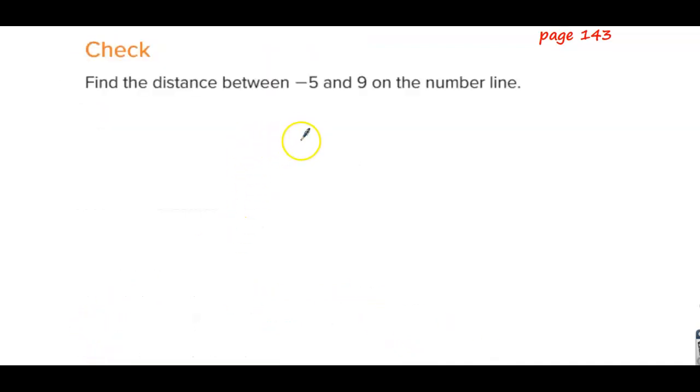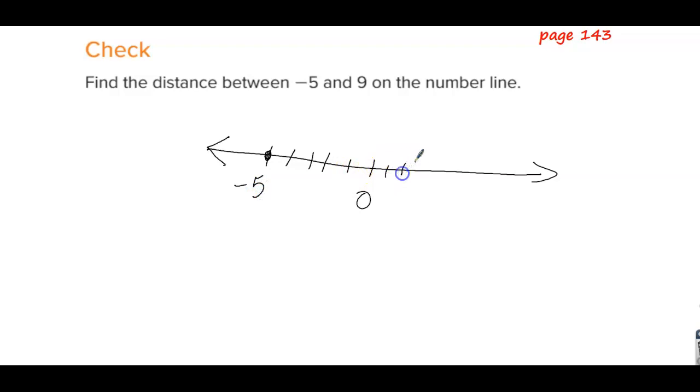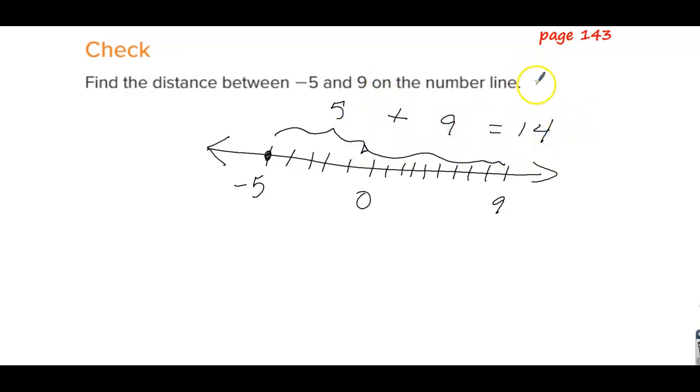All right, find the distance between negative 5 and 9 on the number line that they did not give us. I don't know why I can't draw a straight line on this thing. 1, 2, 3, 4, 5. So this would be negative 5. And 1, 2, 3, 4, 5, 6, 7, 8, 9. This would be 9. So obviously, this is going to be 5 spaces, and this is going to be 9 spaces. So what's the distance between them? 14 spaces. All right, so the distance is 14 units.